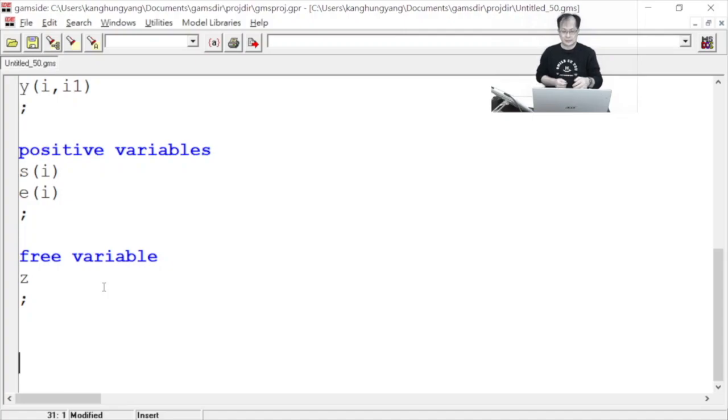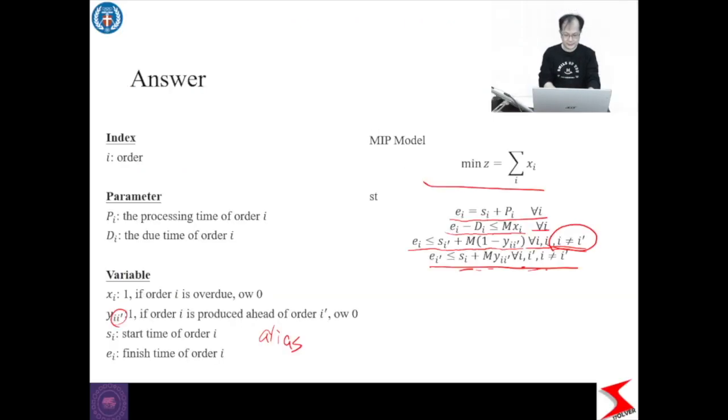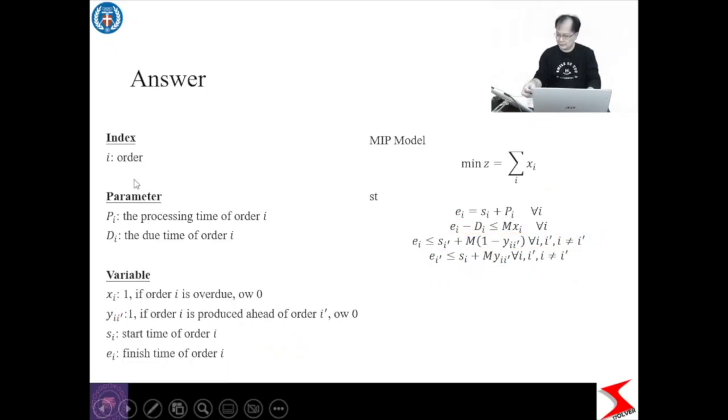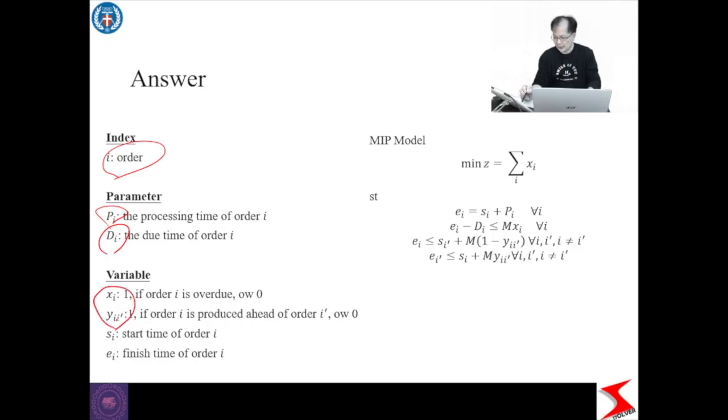Okay, so now we can check if anything is lost. We have I for sets, pi and di for parameters. We have xi and yi, I prime for binary variables, and si and ei for positive variables, and we have a free variable for z, right? Okay, so nothing is lost.